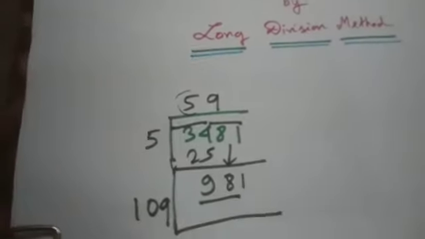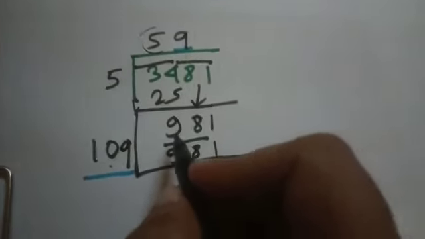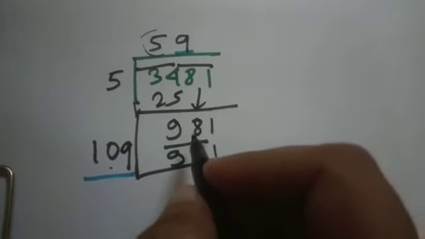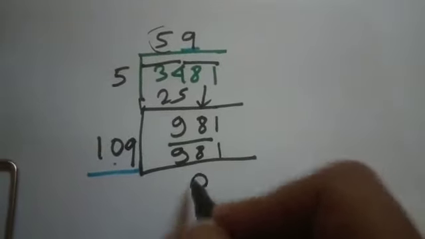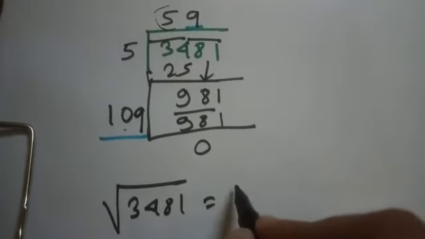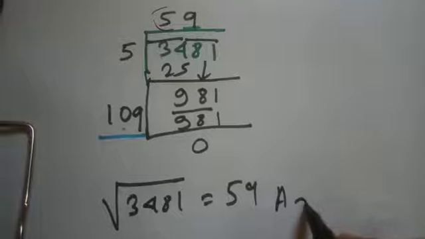Now we multiply 109 by 9. 109 into 9 equal to 981. And hence 981, and here is also 981. 981 minus 981 is 0. And hence the required answer is 59. And so we write square root of 3481 equal to 59. This is the answer.